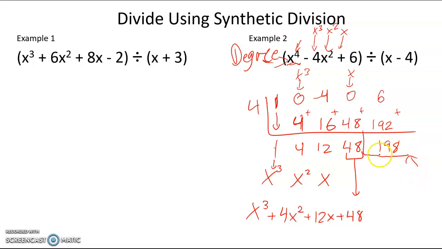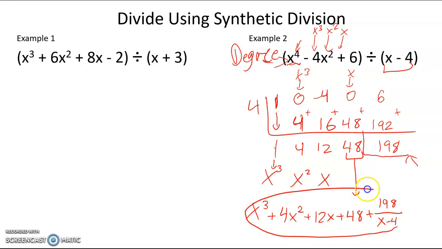This is not 0. If there is a remainder here, I have to write out plus, and then whatever this remainder number is, so the remainder number over my original divisor here. So it's going to be over x minus 4. So again, that's synthetic division right there.